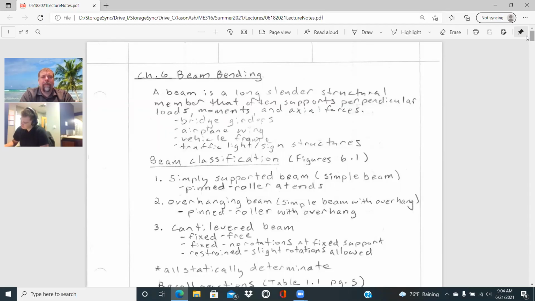Chapter 6 just deals with beam bending, where a beam is just a long, slender structural member that often supports perpendicular loads, moments, and axial forces. If you're looking at bridges, airplane wings, vehicle frames, traffic lights, sign structures, those things are all beams. It's really neat to look at how Boeing, for example, evaluates the strength of the wing. They'll take a whole plane and just load the end of the wing until failure, looking at the maximum forces that can be placed on it.